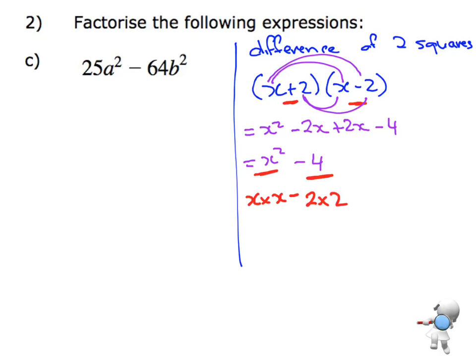So I'm going to do the same thing with this one here. If I take 25, just take the number, the square root of 25 is 5, square root of a squared is a. Then take the 64, square root of 64 is 8, and the square root of b squared is b. Alright, because then I know 5a times 5a will give me 25a squared, and 8b times 8b will give me 64b squared. And because there's a minus in between it, it means I've got a difference of two squares.